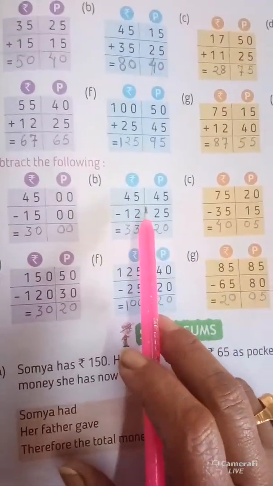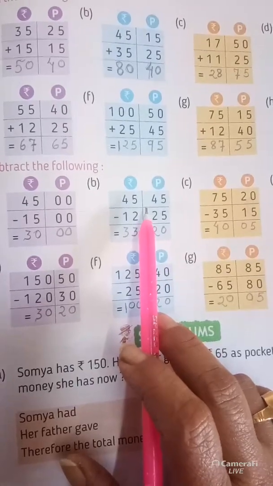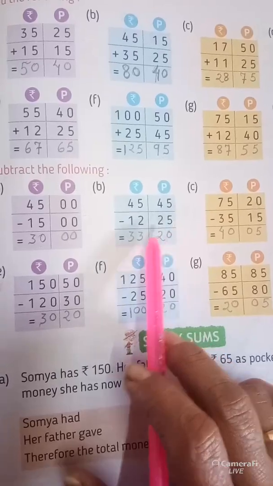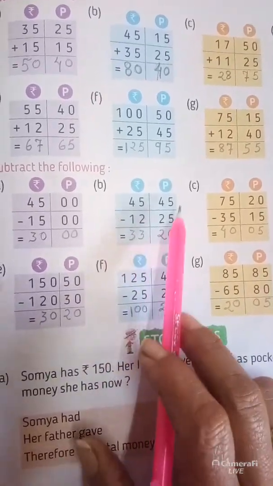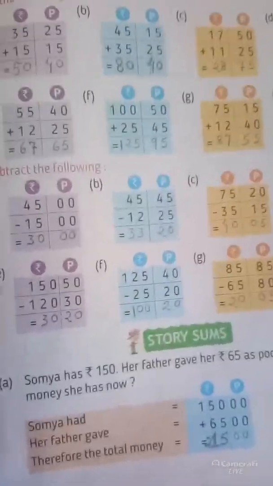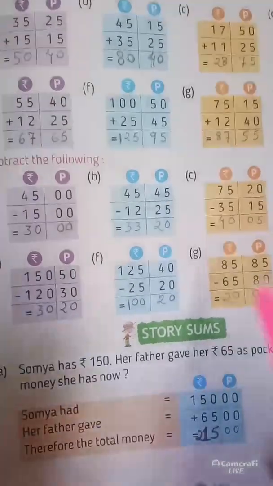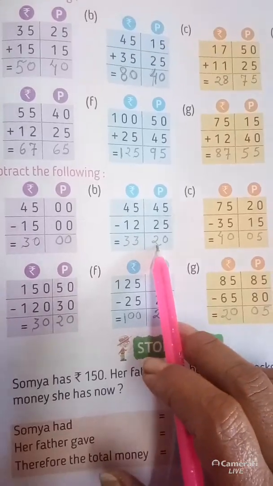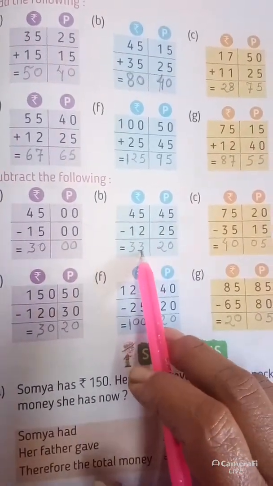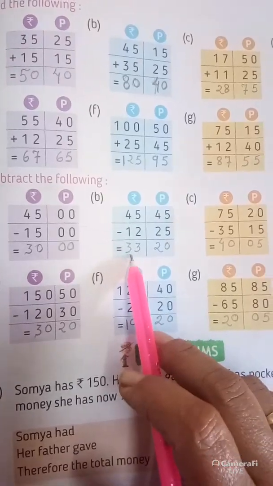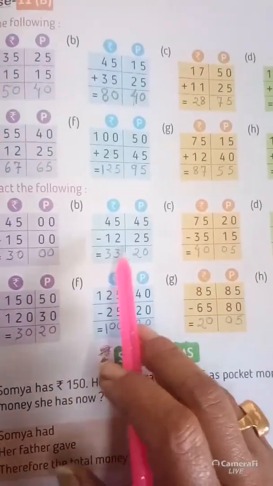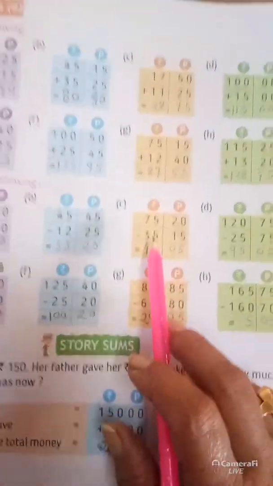Next, 45 rupees 45 paise and 12 rupees 25 paise. We will do here subtract. So 5 minus 5 we get 0, 4 minus 2 we get 2, and 5 minus 2 we get 3, and 4 minus 1 we get 3. So our answer is 33 rupees and 20 paise. So 33 is the rupees part and 20 is the paise part.